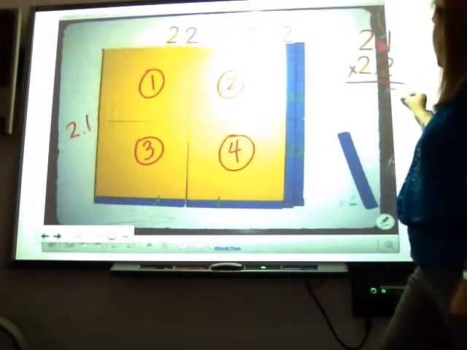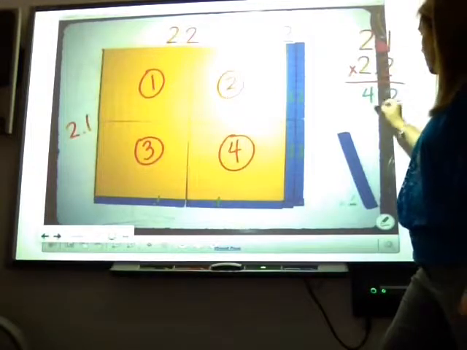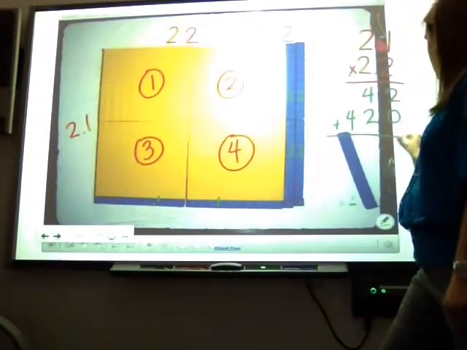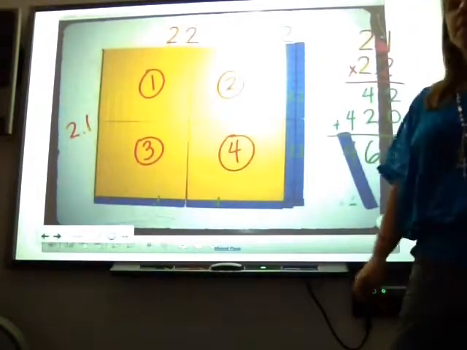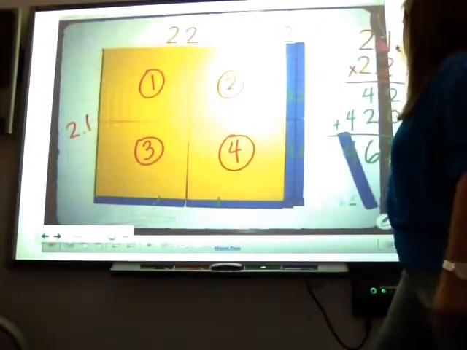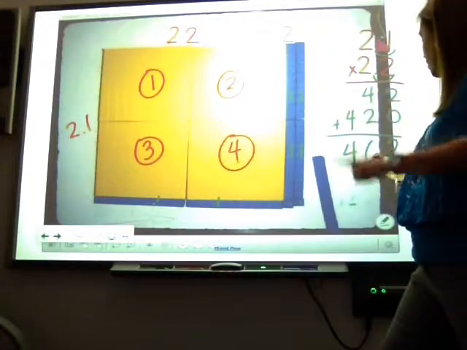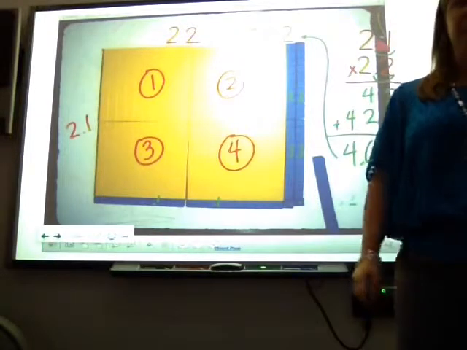2 times 2 times 1 is 2. 4, 2, 4, 2, 6, 4. What do I do when I multiply with decimals? I move my decimal: tenths, hundredths, or 1, 2, tenths, hundredths. So does it match? Yes. Absolutely, it matches.